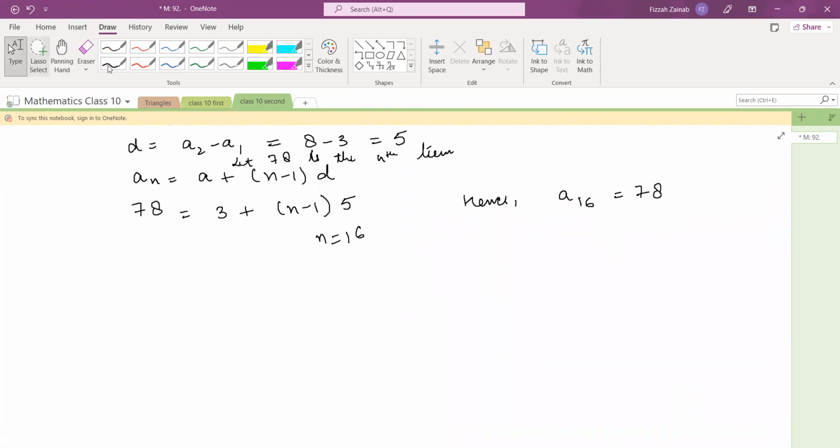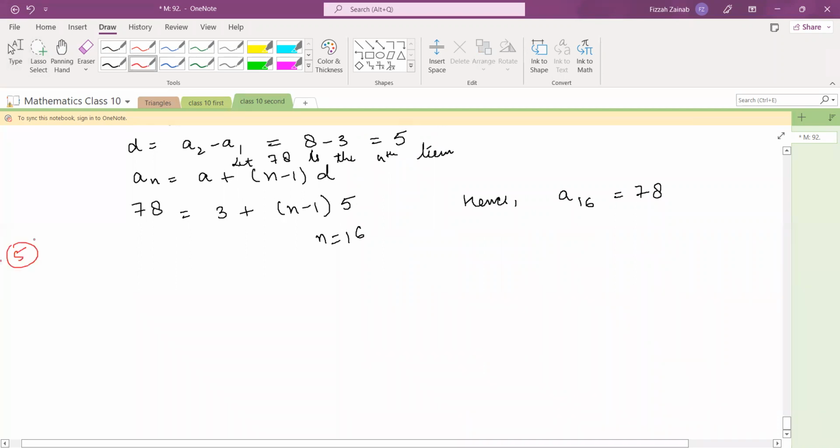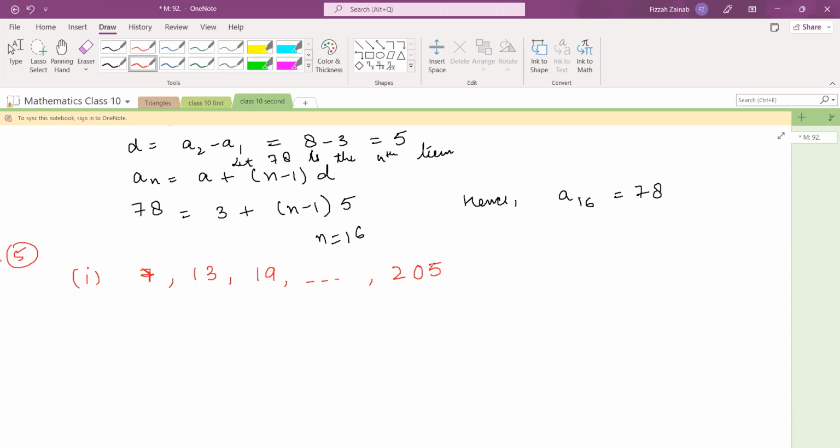Now fifth question. Find the number of terms in each of the following APs. You have to find the number of terms. Now what is given to you? a is 7, and 13 and 19. Now this time the last term is given. So there's a formula involving the last term, which I gave you. Yeah, does anybody remember that formula which involved the last term?